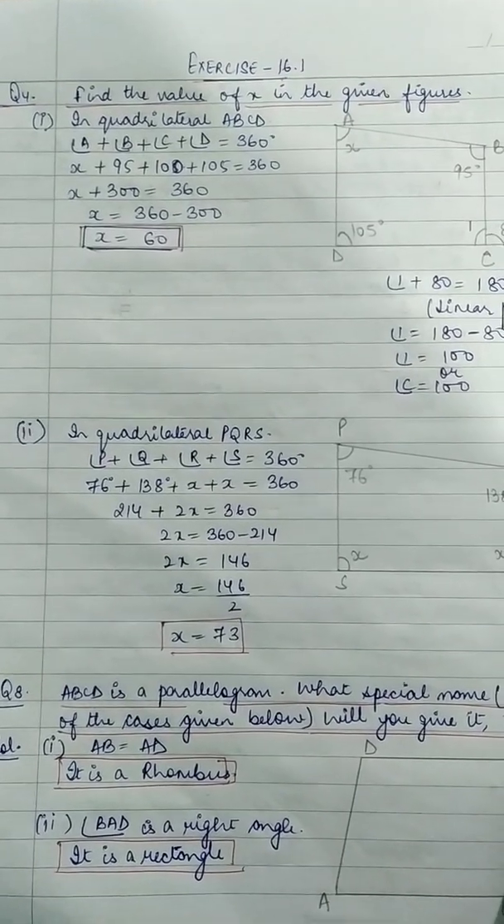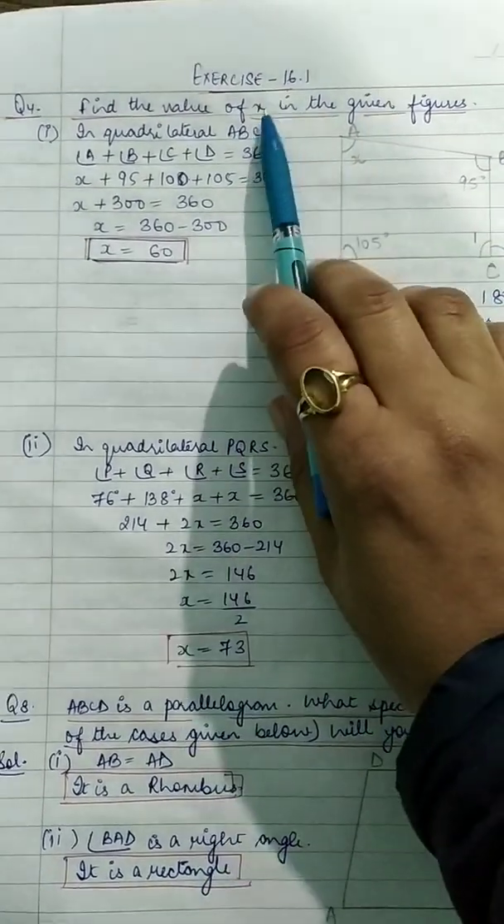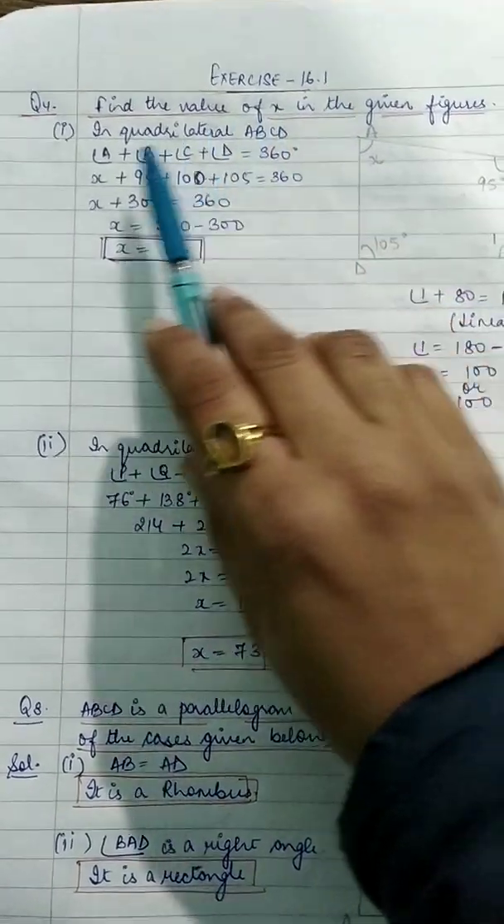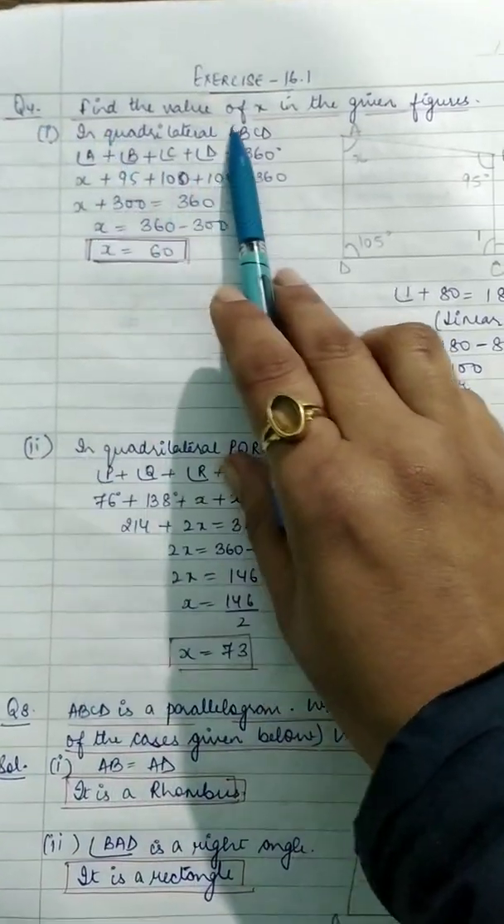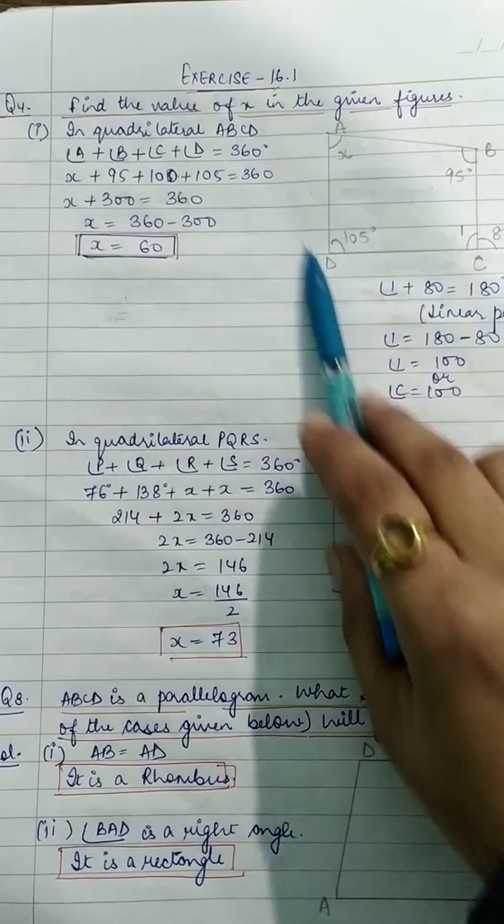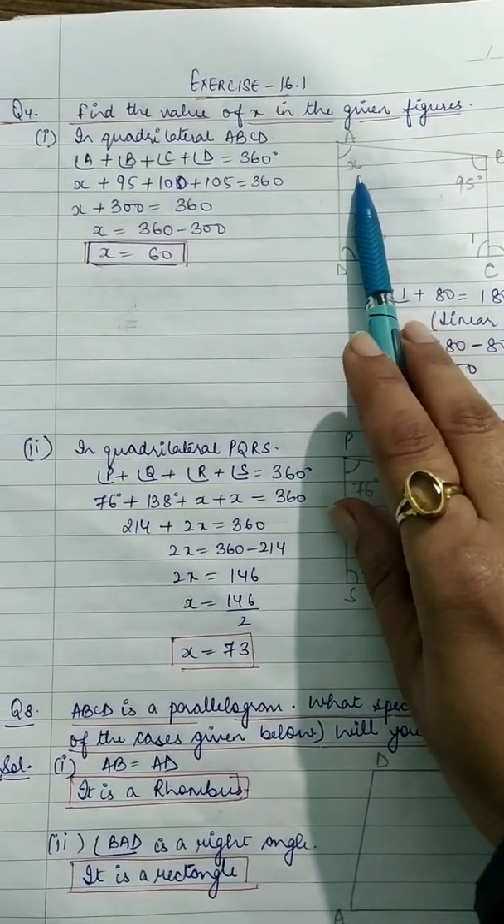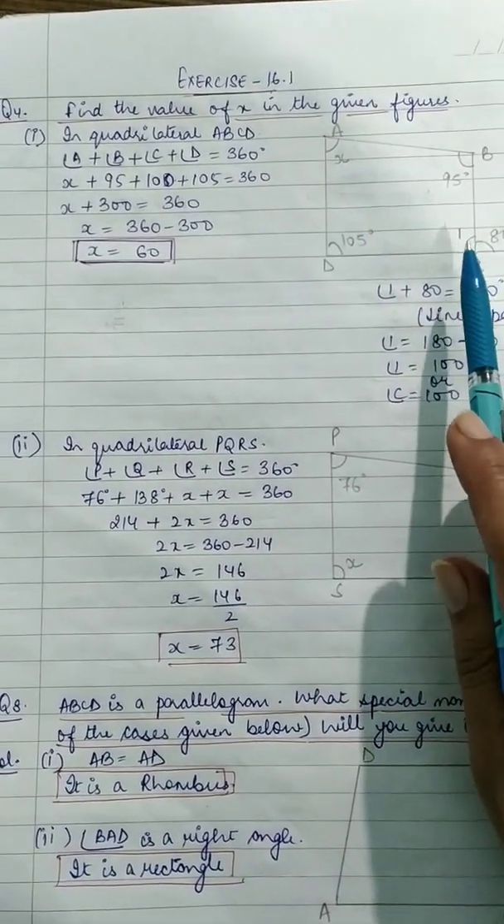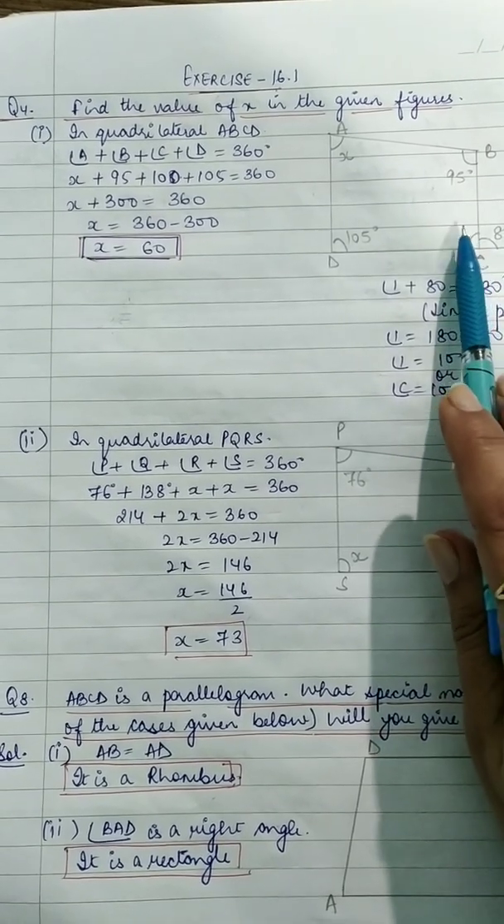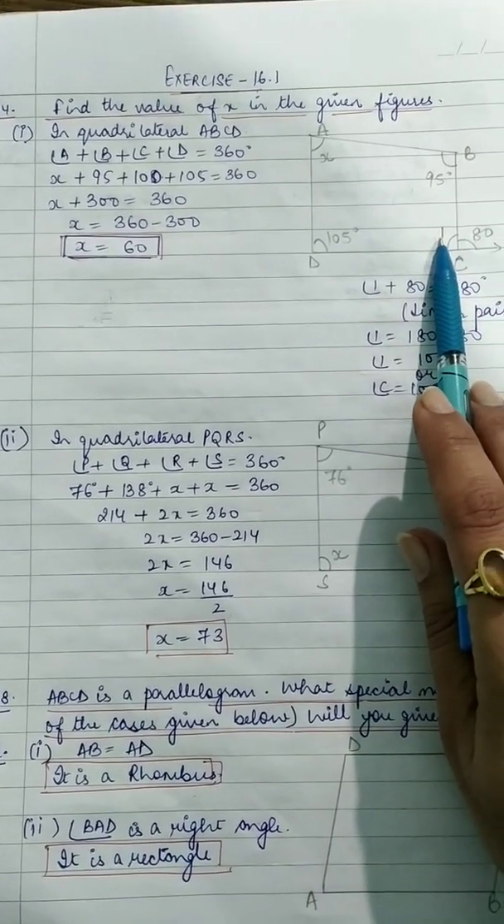Hello children, today in this video we will discuss the remaining questions of exercise 16.1. First of all, question 4. Find the value of x in the given figure. So the figure is given to you, we have to calculate the value of x. And one thing more, children, in this figure take this as angle 1.